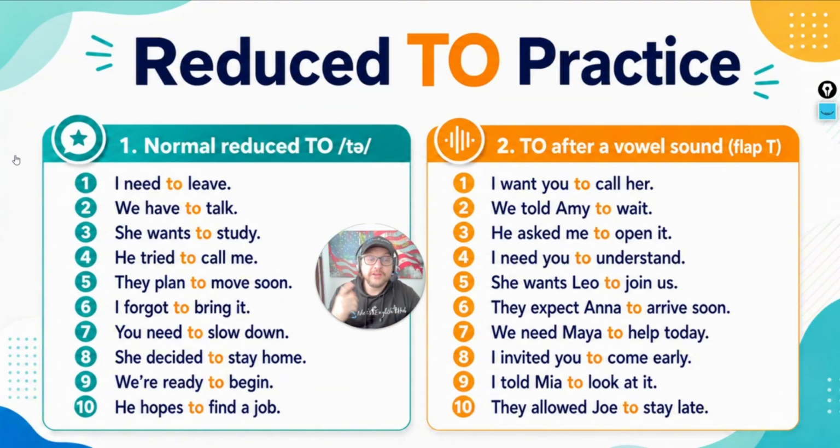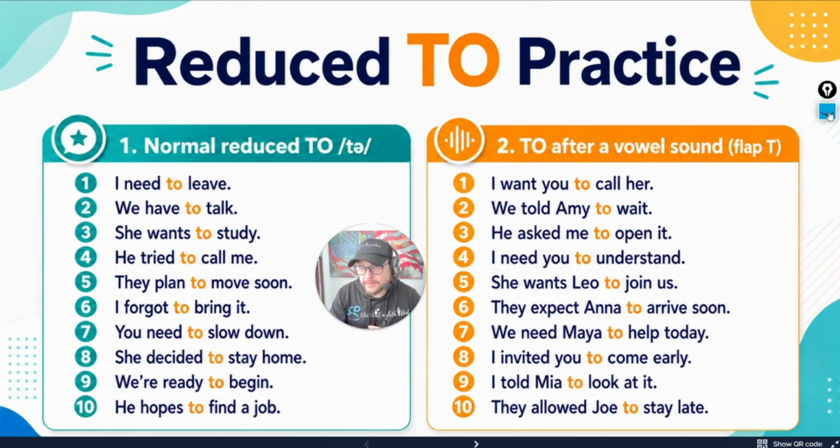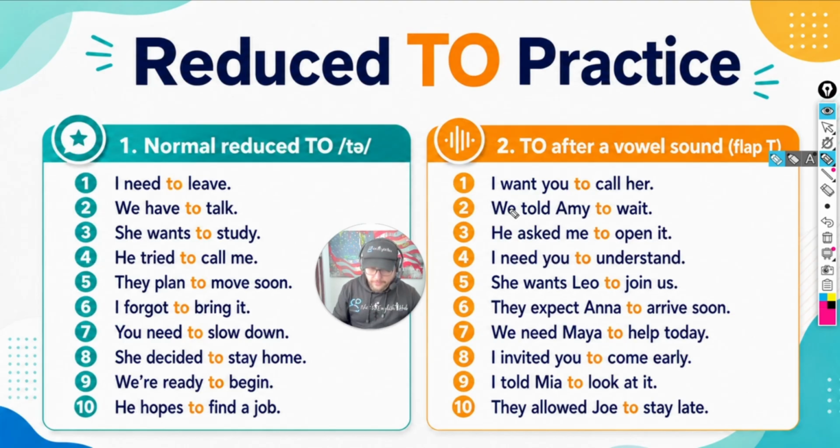Number seven, you need to slow down. You need to slow down. Number eight, she decided to stay home. She decided to stay home. Number nine, we're ready to begin. Now that one, let me get my marker. This one right here actually should go over here on this side. So that's a mistake. It's on the wrong side because we're going to talk about this sound in a second. Let's jump to 10 first. He hopes to find a job. He hopes to find a job.